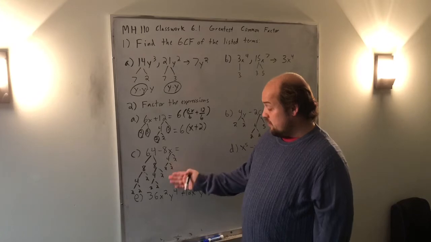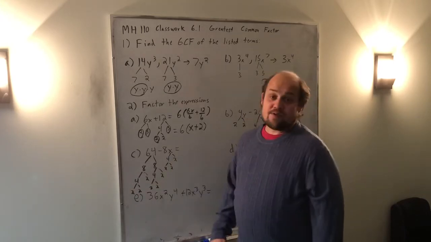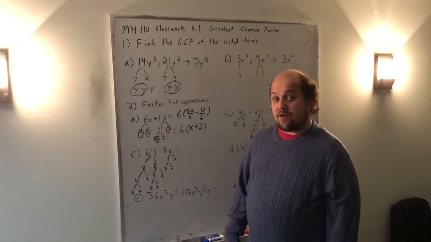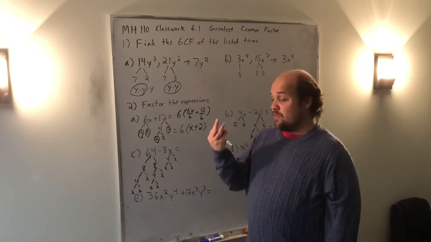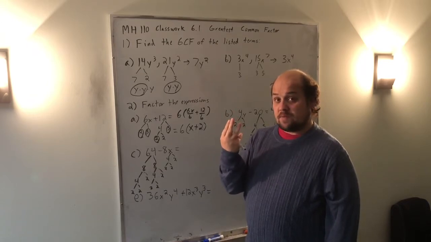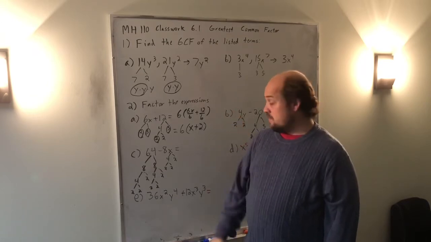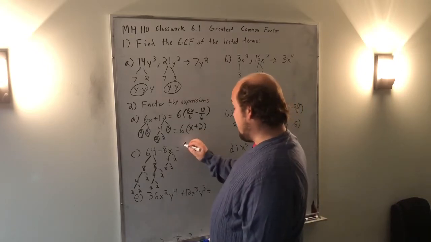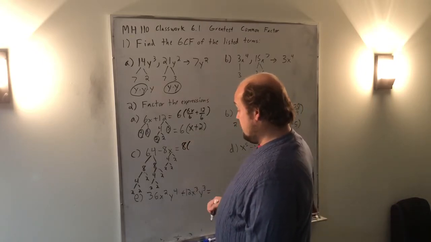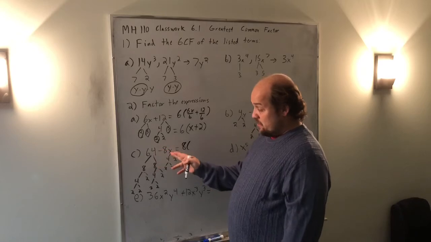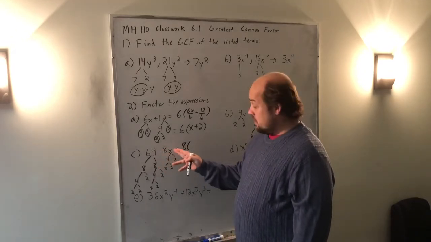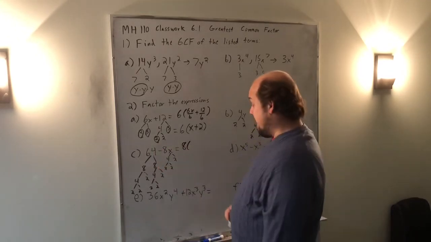I have 3 2's here, I have 6 2's here, so I can use 3 of them when I'm creating my greatest common factor. If I use 3 of them, 2 times 2 gives me 4, times 2 more gives me 8. So I'm factoring out an 8 from both terms. Again, only one of them has an x, so I can't factor a variable out because the lowest power of x is really no x's.